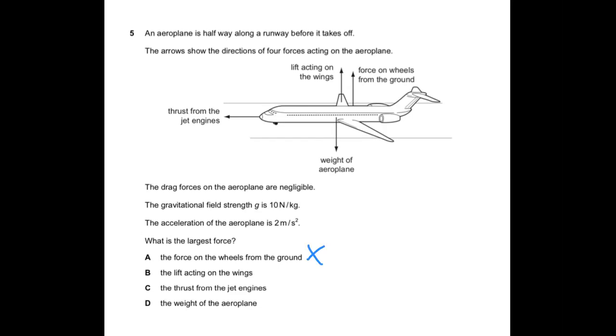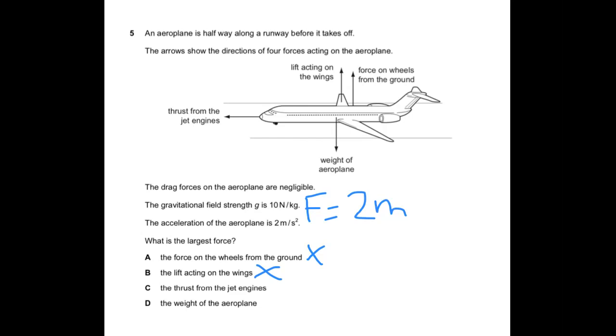Option B, the lift acting on the wings. Again, if the lift acting on the wings was the greatest force, then the aeroplane would be flying and would not be on the ground. The third option is the thrust from the jet engines. The thrust from the jet engines is producing an acceleration of 2 meters per second squared. Therefore, the force would be acceleration times mass. Let's take mass as m. So the force of the jet engines would be F equals 2m.